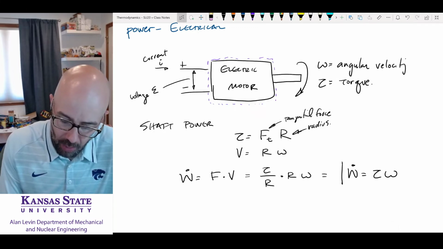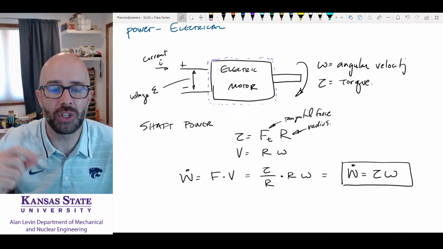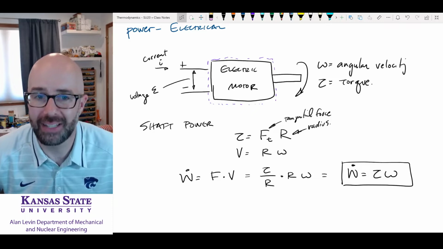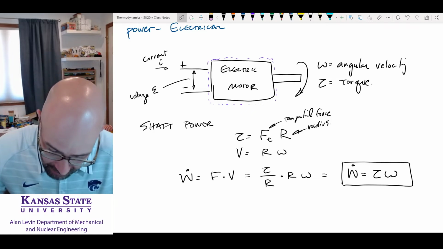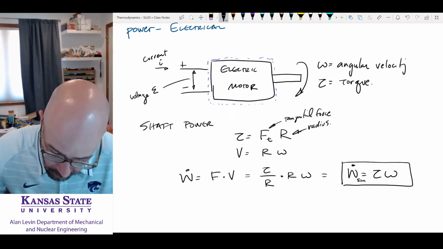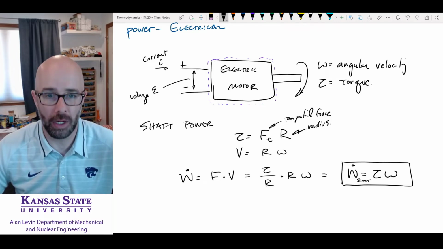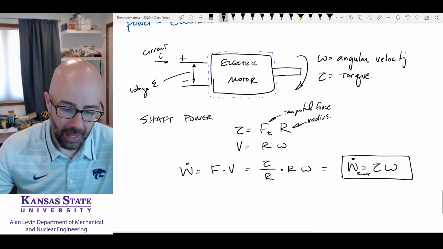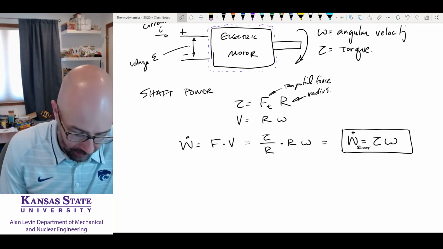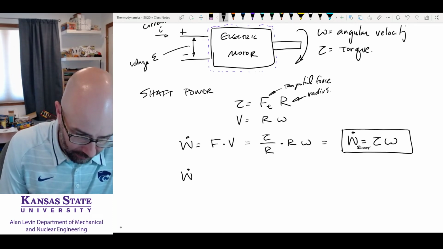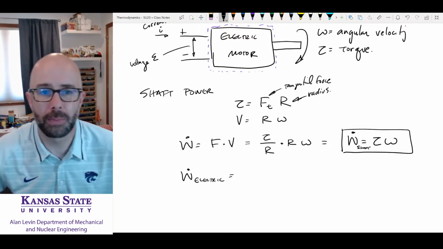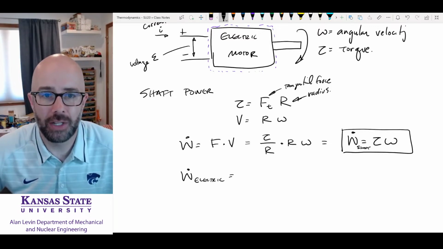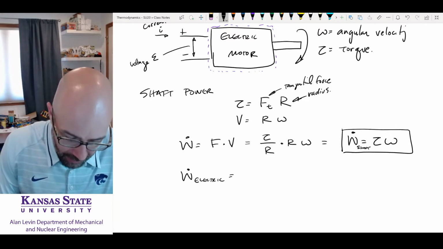So you're going to have to know what the torque is that the shaft produces, and you have to know what the angular velocity is, and that's going to be W dot shaft. That's going to be the shaft power. Now the electrical power, W dot electrical. You probably know this from your circuits class. It's just equal to voltage times current, right? So in our case, it's going to be voltage times current.